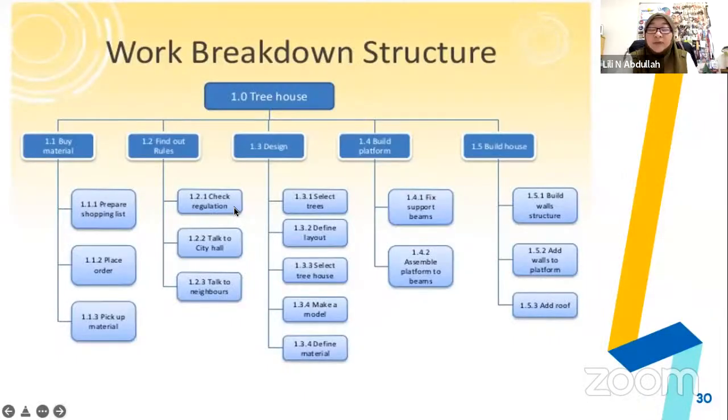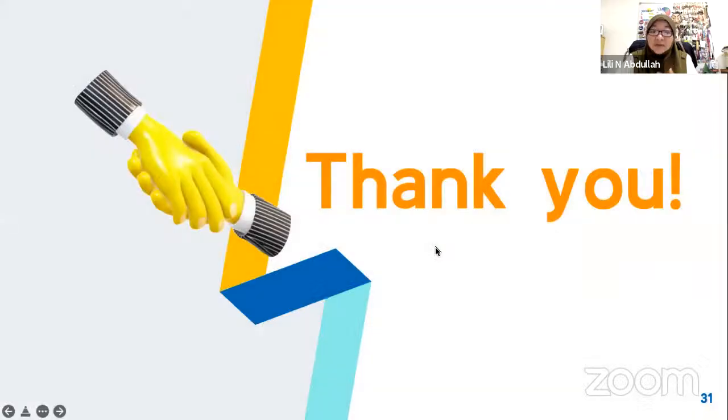So this is one example. For example, you want to build a tree house, right? So this is task 1, task 2, task 3, task 4. This is task 1.1, 2, and so on. So you can use this to put into your Gantt chart.